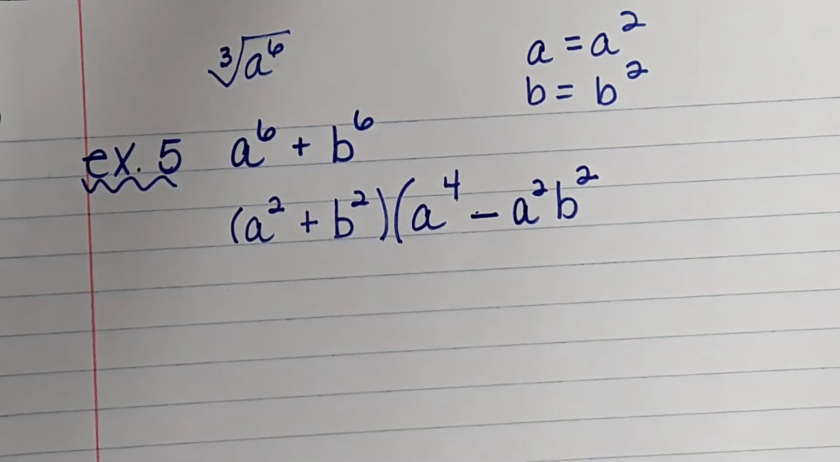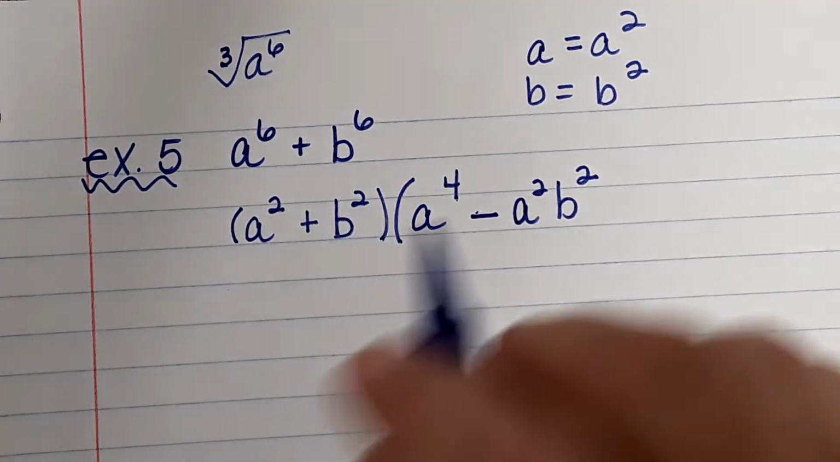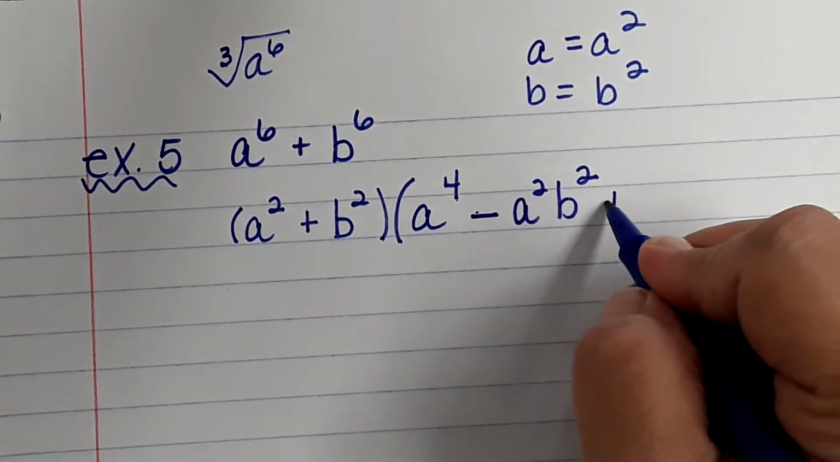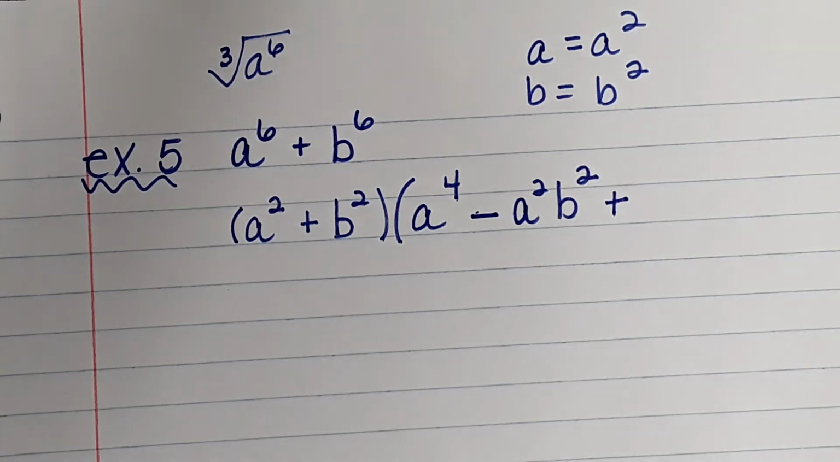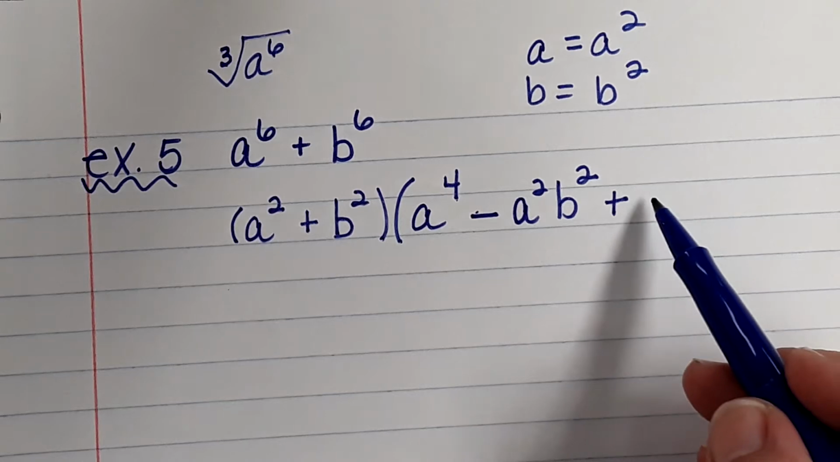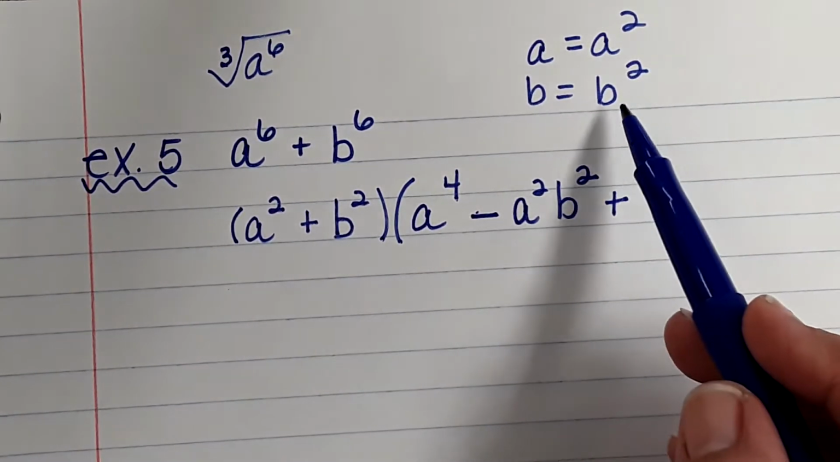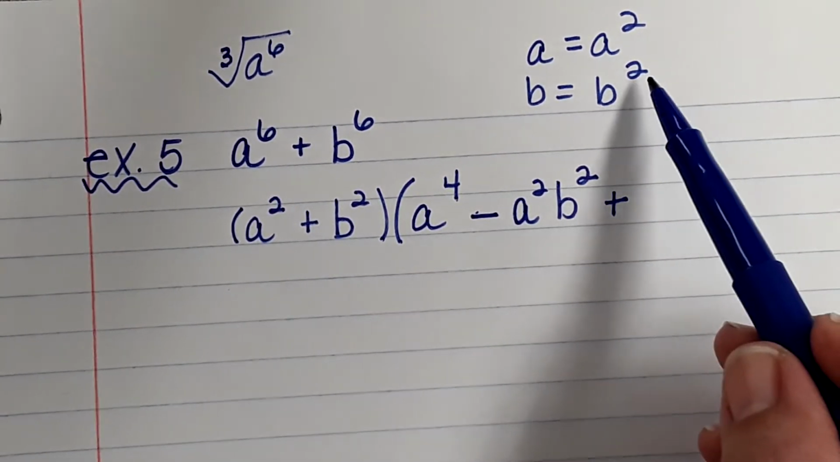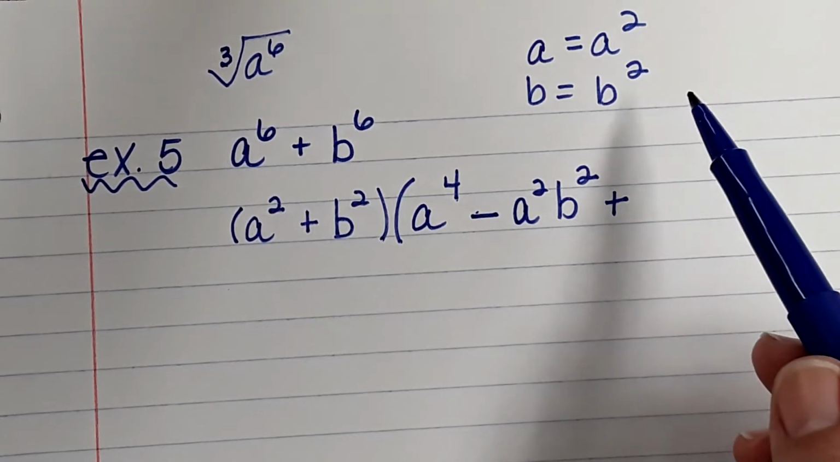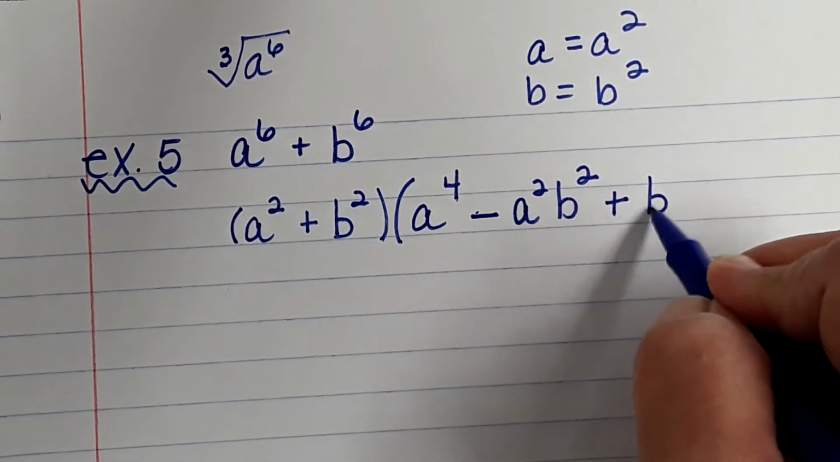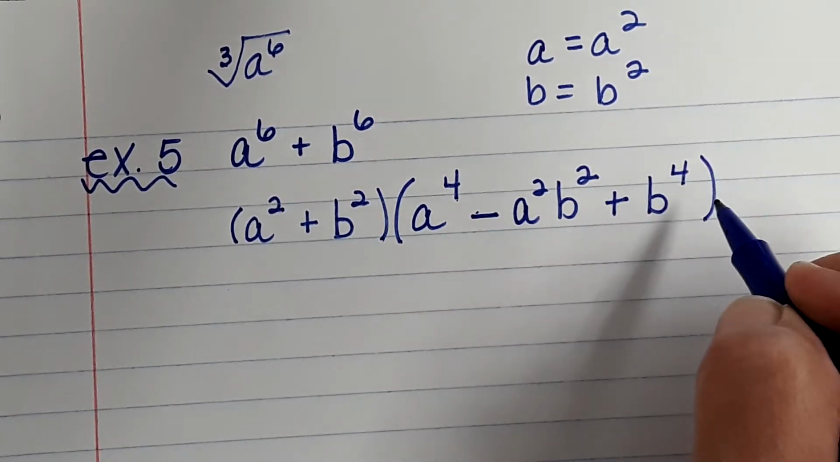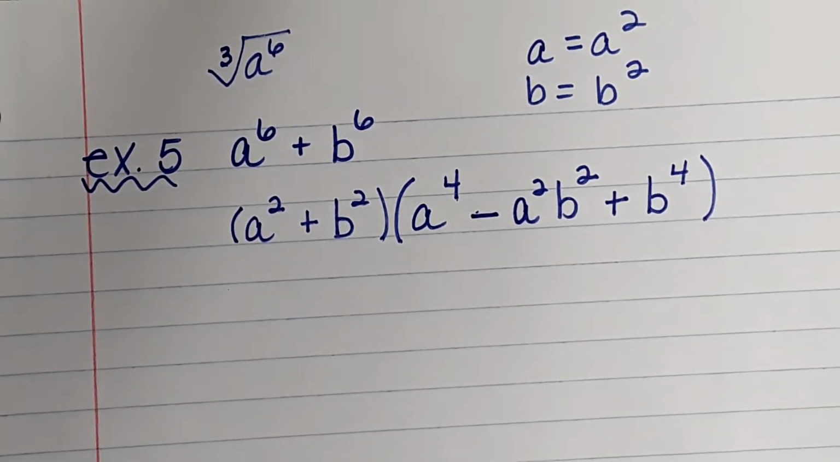Anytime you're dealing with the sum of cubes or the difference of cubes, no matter what, the last term is going to be positive. Always. It doesn't matter if it's the sum or the difference, that last term is always positive. And now we're going to raise b squared to the 2nd power. So b to the 2nd power squared is b to the 4th.